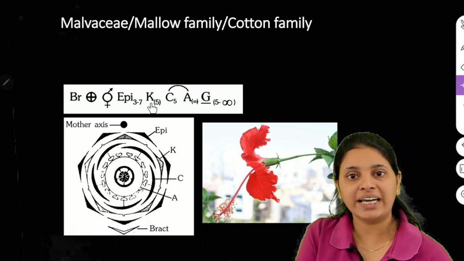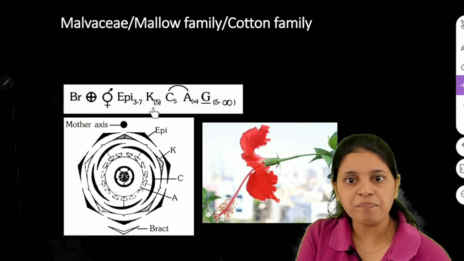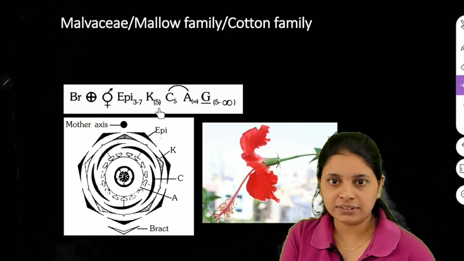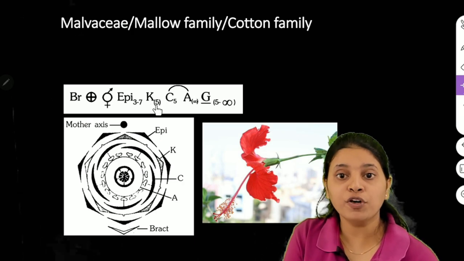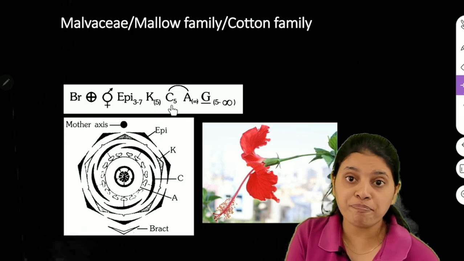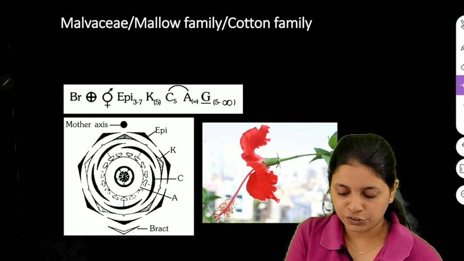Next we have the calyx represented by K. So 5, that means there are 5 sepals, right? Next they are fused, so a bracket is given. Next we have corolla, right? 5 petals are present. Next we have androecium.